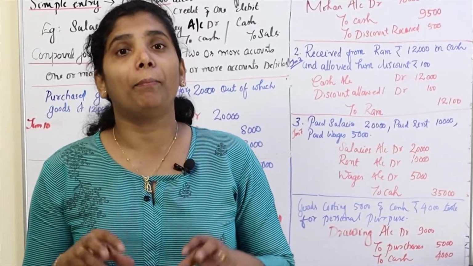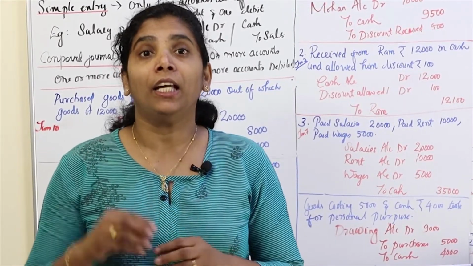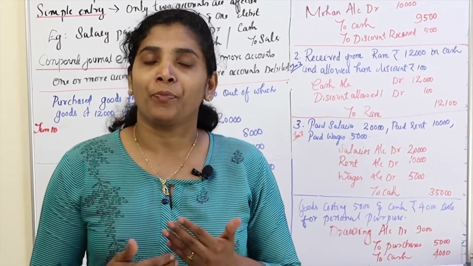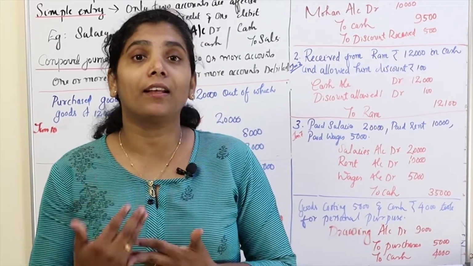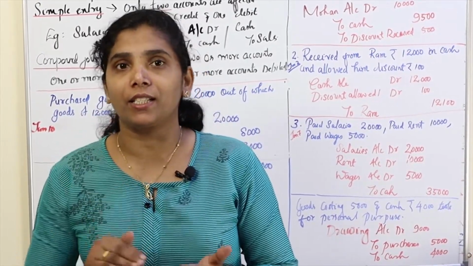Like bank and cash, both are assets. So when an asset is increasing, you have to debit it. When an asset is decreasing, we have to credit it. So whenever cash and bank are increasing, we have to debit them. When cash and bank are decreasing, we have to credit them.